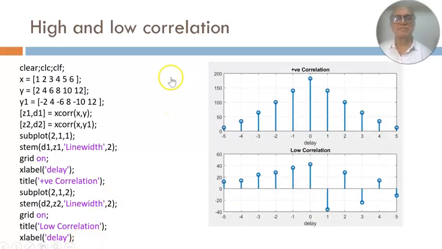So let's look at the result. Here you get positive correlation between x and y. You can see here at delay equal to 0, the value is quite large. Typically it goes to about 180 or so. Whereas in this case, for delay equal to 0, you find that this is just exceeding 40. So when you compare these two, basically you are showing that between x and y you are getting good correlation, but between x and y1 you are getting low correlation.